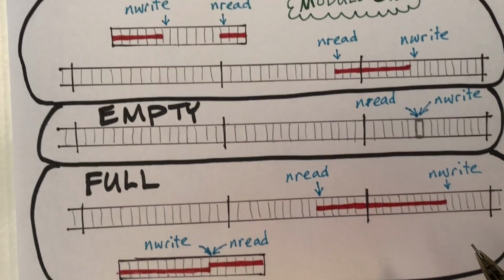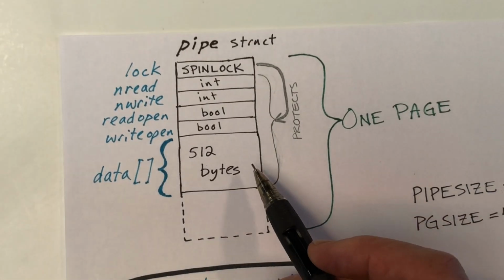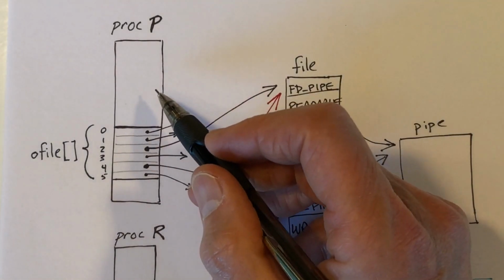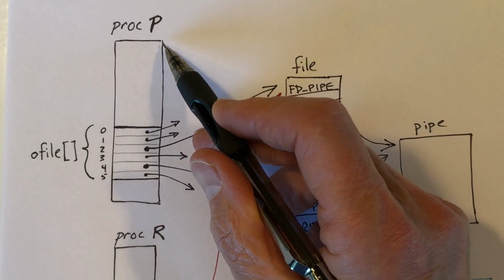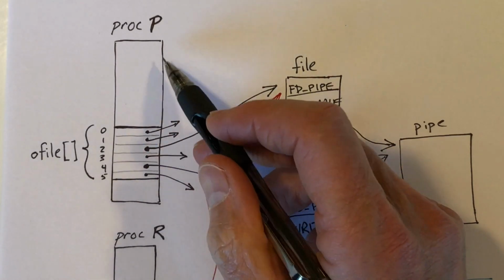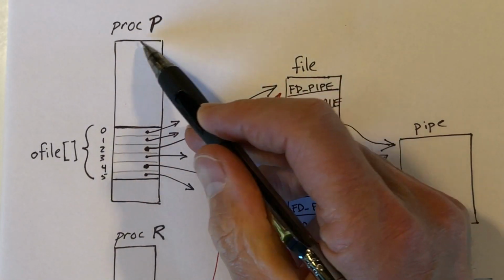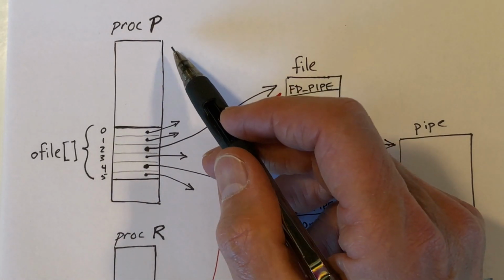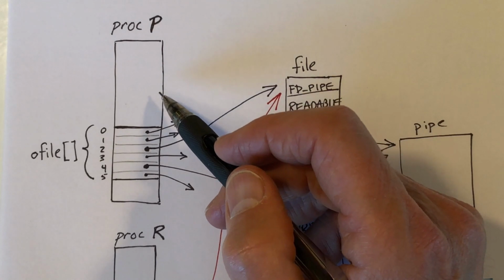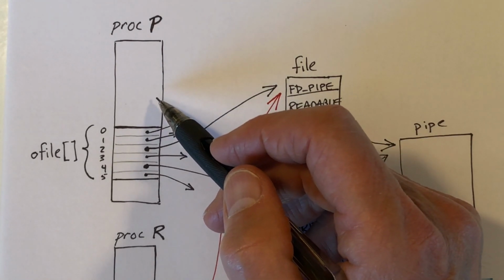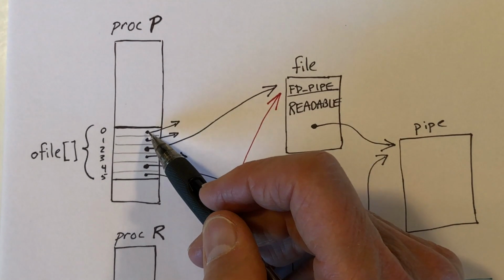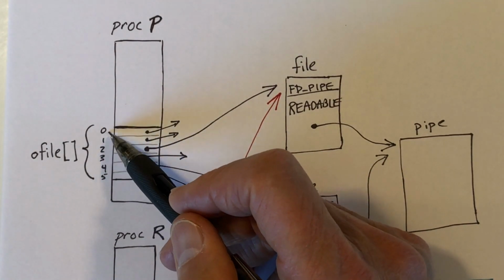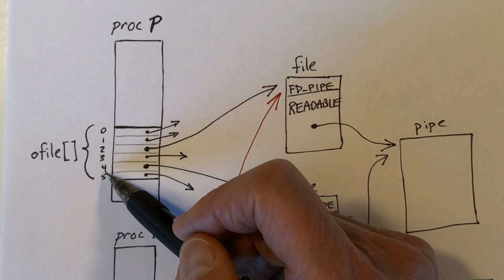Okay, next let's get into talking about how this pipe structure is used. We'll begin by assuming that we've got a process called P. Every process is represented by a proc structure, and this object right here is used to represent process P. A process can have a number of files open at any one time. The user code refers to the individual files using a file descriptor. The file descriptor is a small number, 0, 1, 2, and so on, and it's used as an index into this array by the kernel.